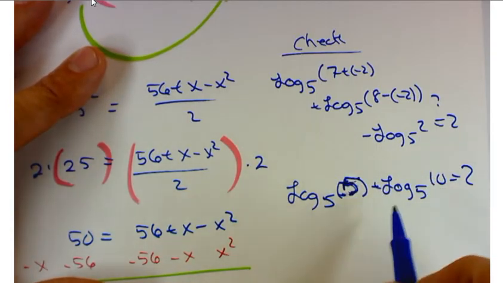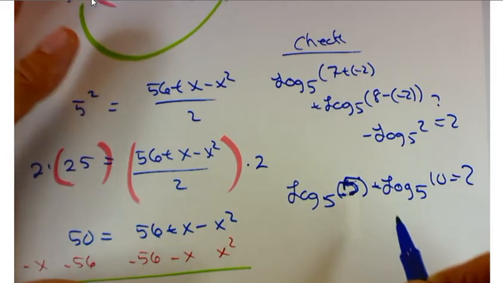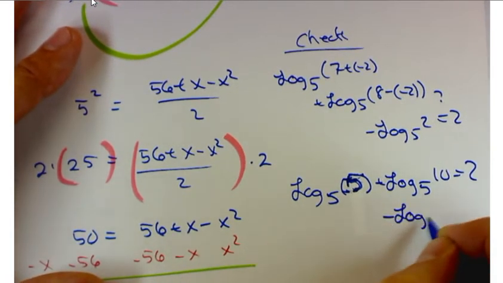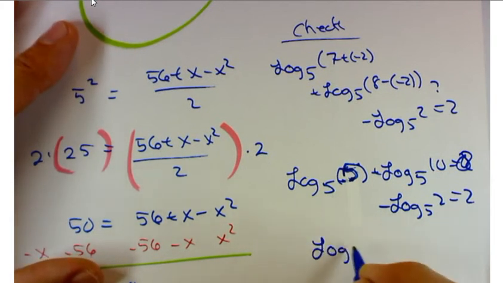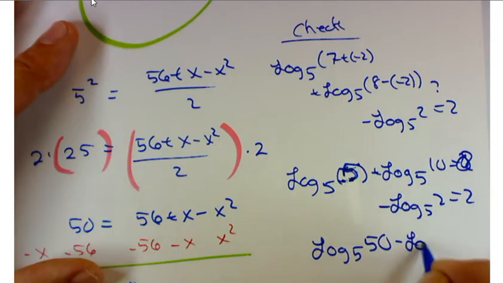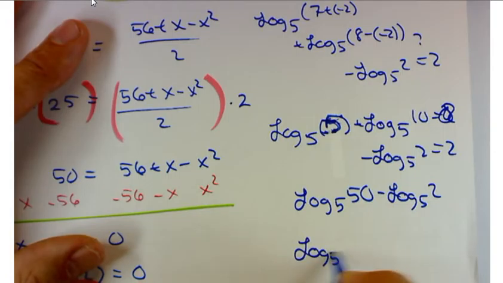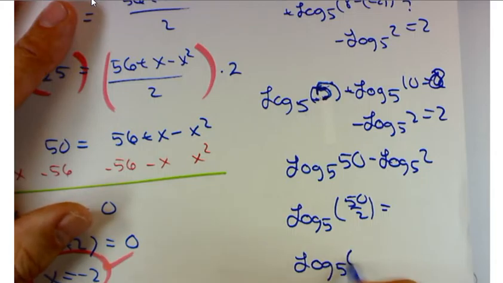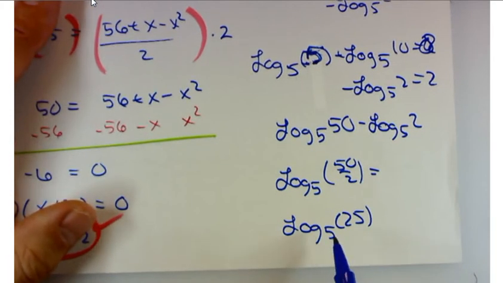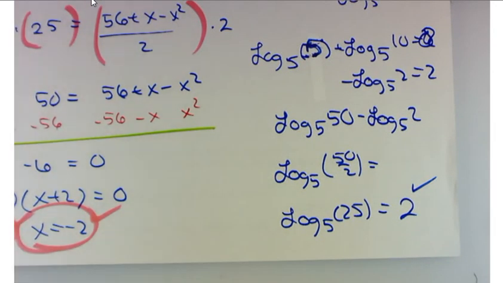Log base 5 of 5. So what power of 5? Well, you know what? Let's bring it together this way. Oh, and I got a minus log base 5 of 2 here still. Equals 2. So this is log base 5 of 50 minus log base 5 of 2. These two can come together as log base 5 of 50 over 2, which is log base 5 of 25. What power of 5 gives you 25? 2. So it checks. You do not have to check it all that way.